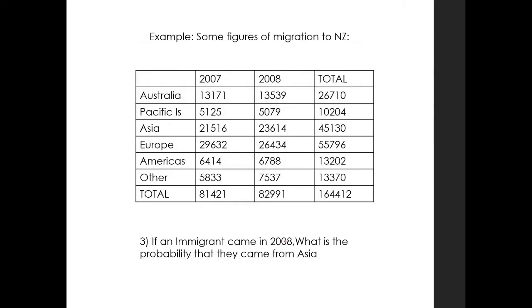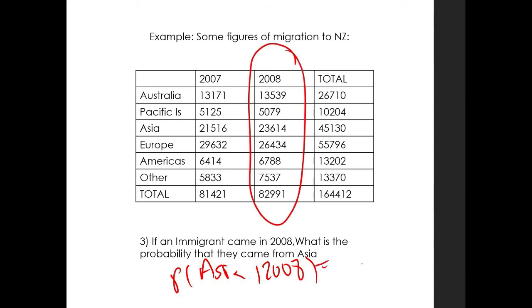If an immigrant came in 2008, so this time we're not conditioning on Asia, we're conditioning on 2008. If an immigrant came in 2008, tell me such and such. So this time it's the other way around. And this time everything comes out of that column. Okay? What do you think the denominator is going to be? It's going to be 82991. And what do you think the numerator is going to be? Well, they said Asia, so it's probably going to be this one over here. So it'll be 23614.